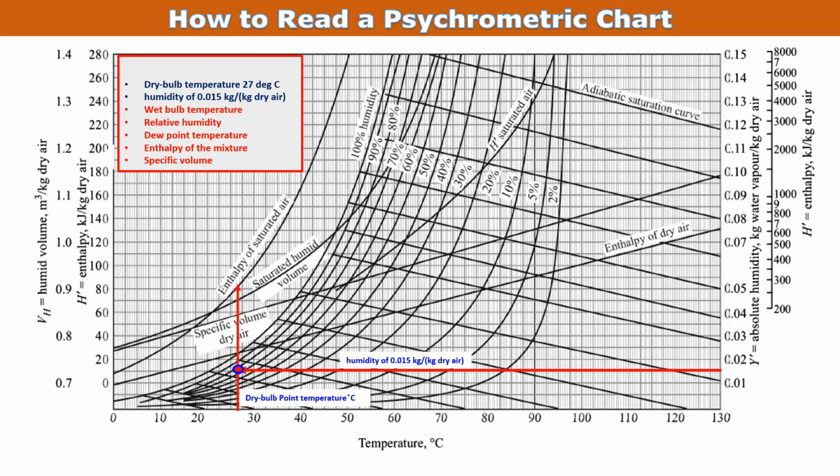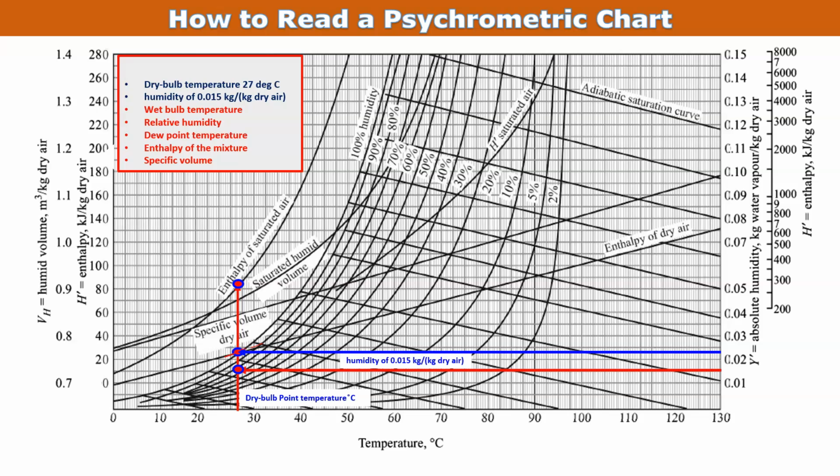Next I'm going to calculate the enthalpy. Here the humidity is 0.015. Now I just extend the dry bulb temperature to the enthalpy of saturated air. So this is the enthalpy of the saturated air. Another is this line, which is the enthalpy of dry air. Now this dry bulb temperature curve intersects at 2 points. This is one point, and this is the other point.